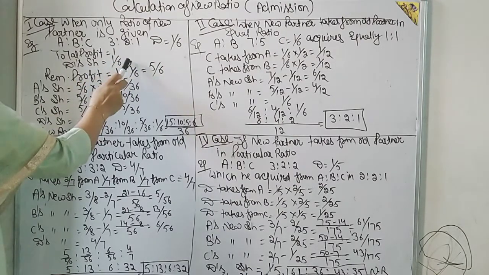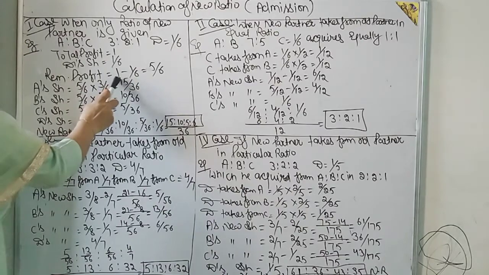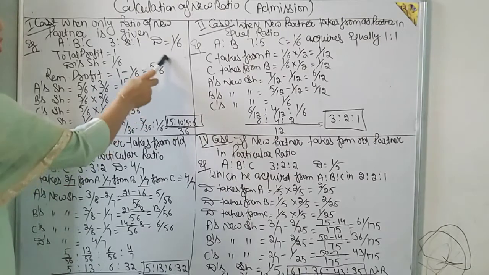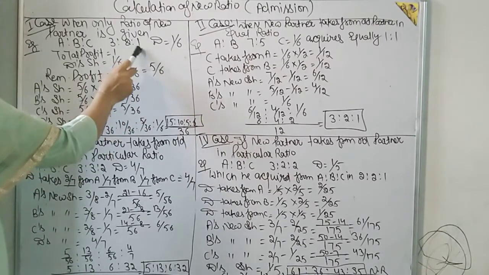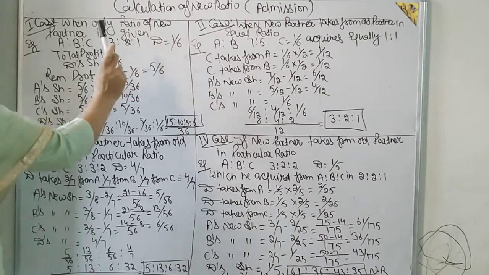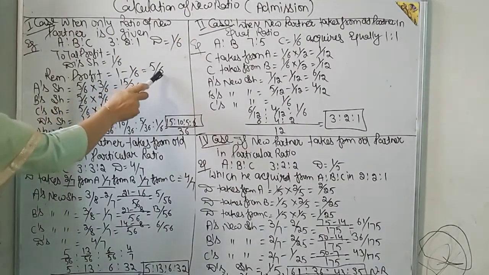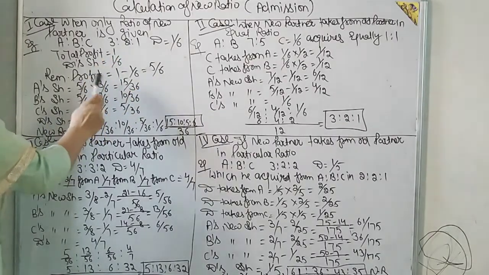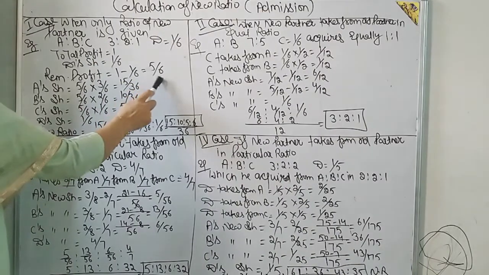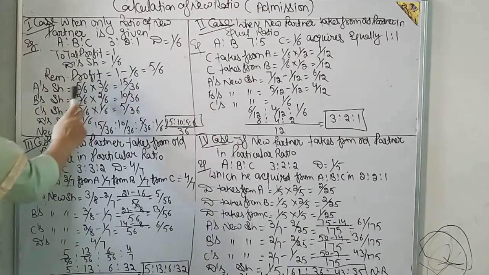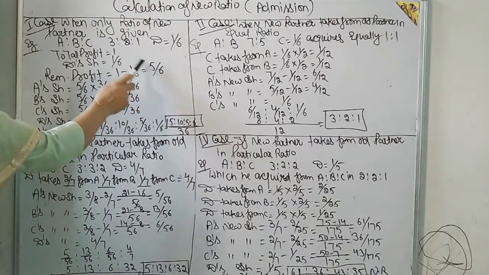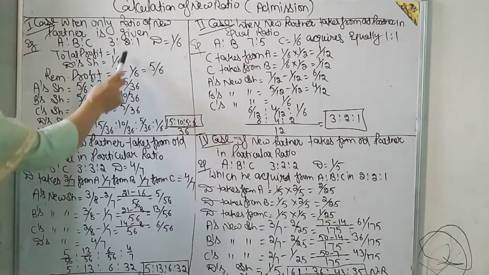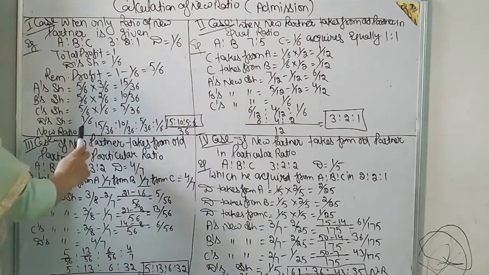D's share is 1/6. So remaining profit is equal to 1 minus 1/6, that is equal to 5/6. This remaining profit should be divided among the old partners in their ratio. That means A's new share will be 5/6 multiply 3/6. Similarly, B's share is equal to 5/6 multiply 2/6. C's share is equal to 5/6 multiply 1/6. And D's share we have 1/6.